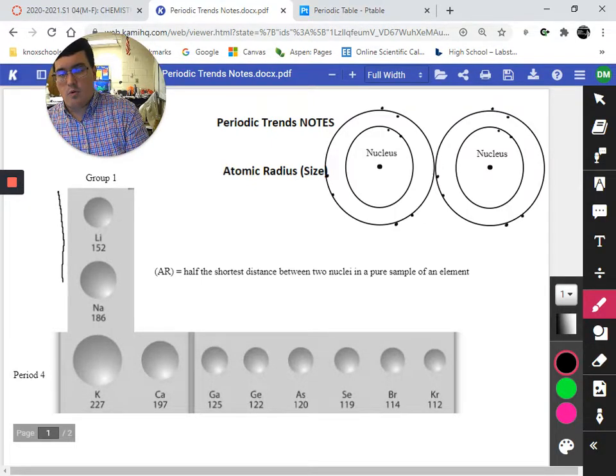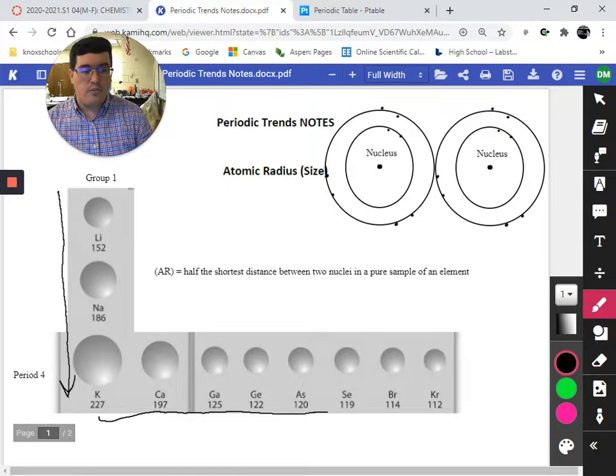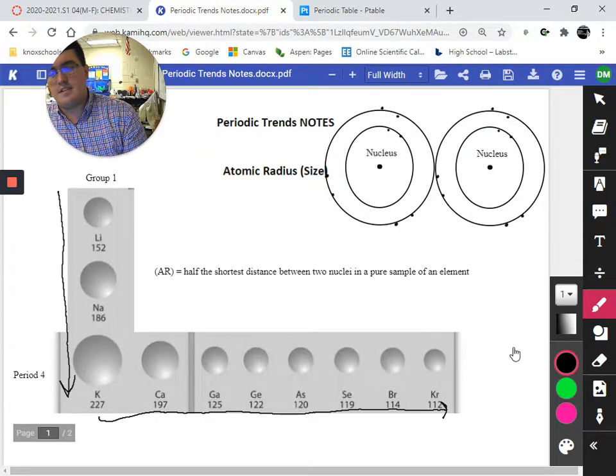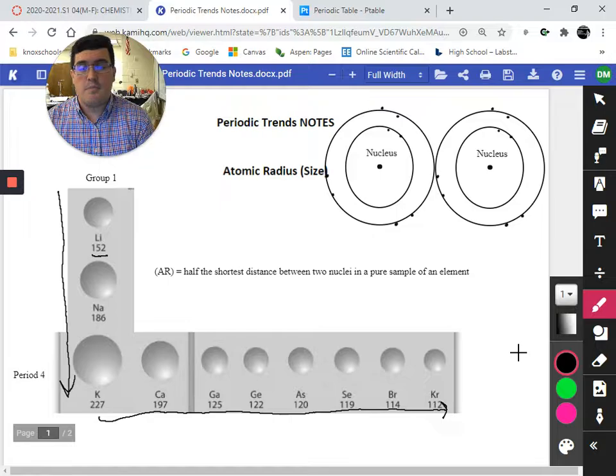We're going to go down this group, all right? And we also talk about what is the trend as I go across this period. And I really like this image because this is somebody who has drawn an image of the atoms of these elements. And they've done that based off of this number right here, which is a real number, which was measured in a sample of lithium that's half the distance between the two closest nuclei of lithium.